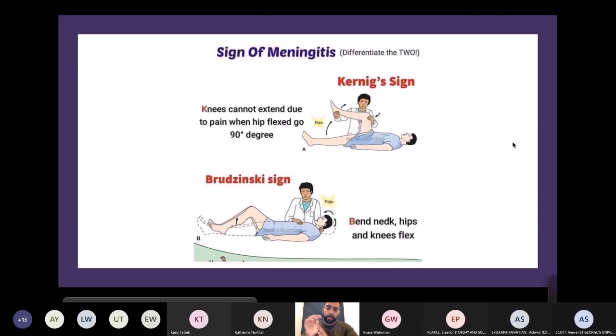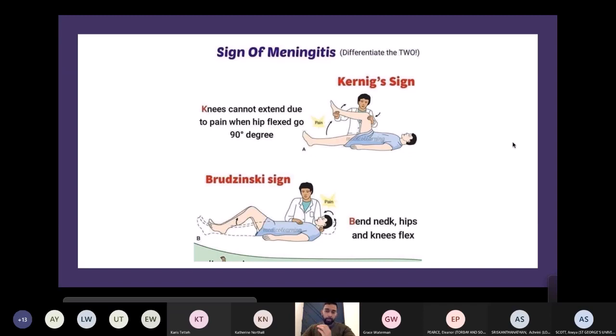Remember we said the meninges run from the brain down the spinal cord, so it's nice and kind of taut. What happens when you're bending someone's hip and trying to straighten their knee? You're actually putting tension along the meninges. You're stretching the meninges, and because it's inflamed, the person will do something to compensate. They'll report pain, but they might also try and lift up their neck. That takes the meninges from a taut position to giving it some slack, to reduce the pain. So that's Kernig's sign.